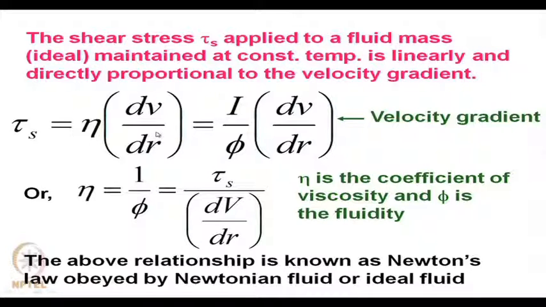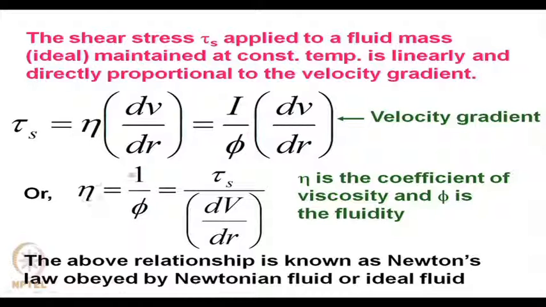where the velocity of the layer at the center of the pipe is maximum, whereas the velocity at the layer adjacent to the wall of the pipe is minimum. So, that gives a concept of velocity gradient, and the proportionality constant in this case is the viscosity, designated by eta, the coefficient of viscosity, and coefficient of viscosity is again related to another parameter which is phi, known as the fluidity. So, phi is the reciprocal of viscosity or vice versa.